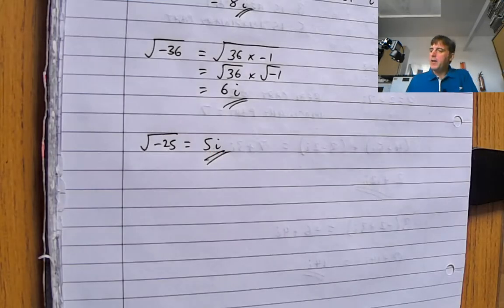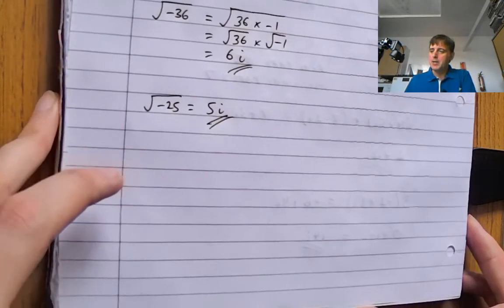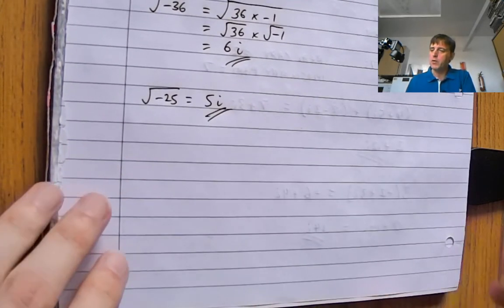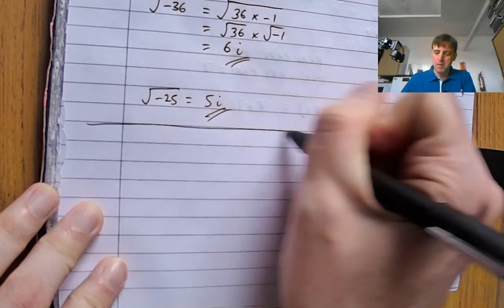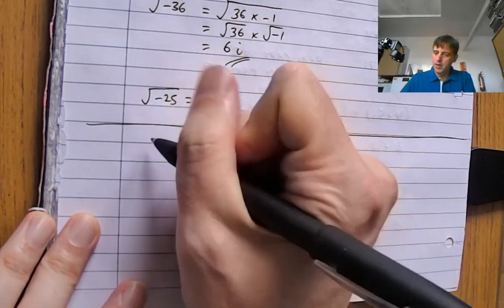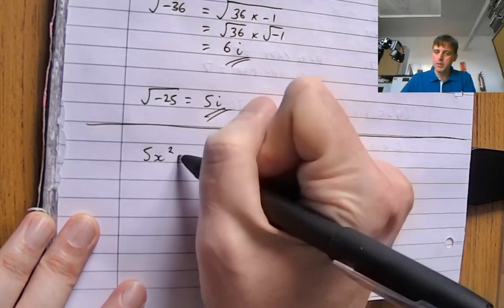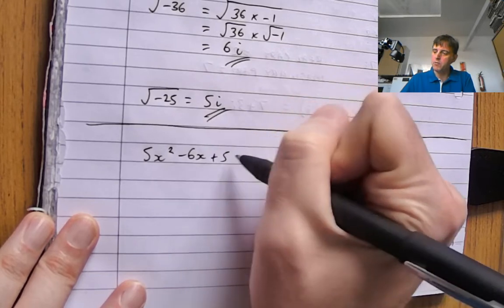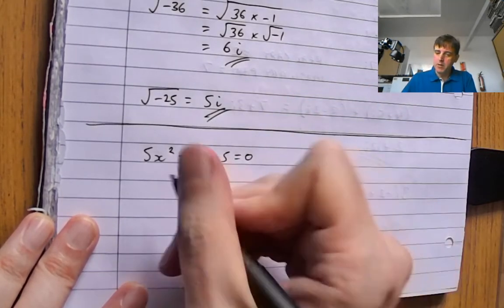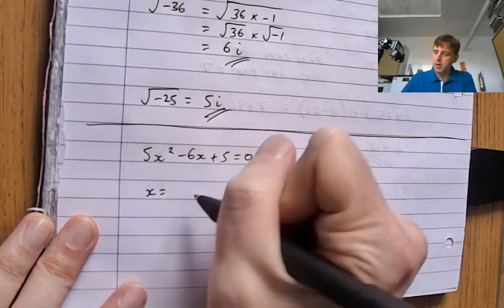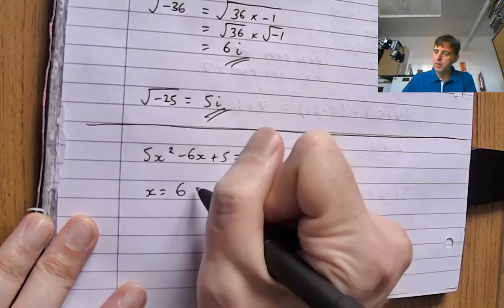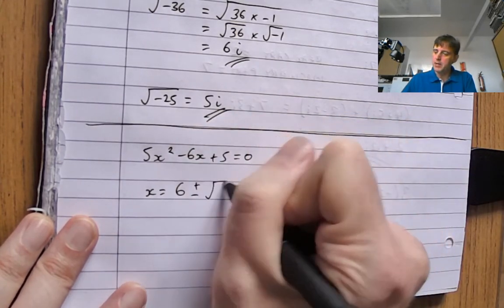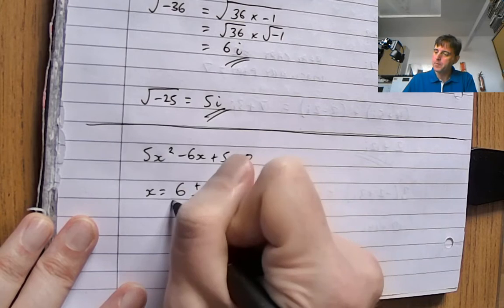So, with our newfound knowledge of imaginary numbers, let's see if we can go back to that equation we were trying to solve earlier on. If you remember, the equation was 5x squared minus 6x plus 5 equals 0. We'd got as far as using the quadratic formula, and we'd found that x equals 6 plus or minus the square root of negative 64, all over 10.